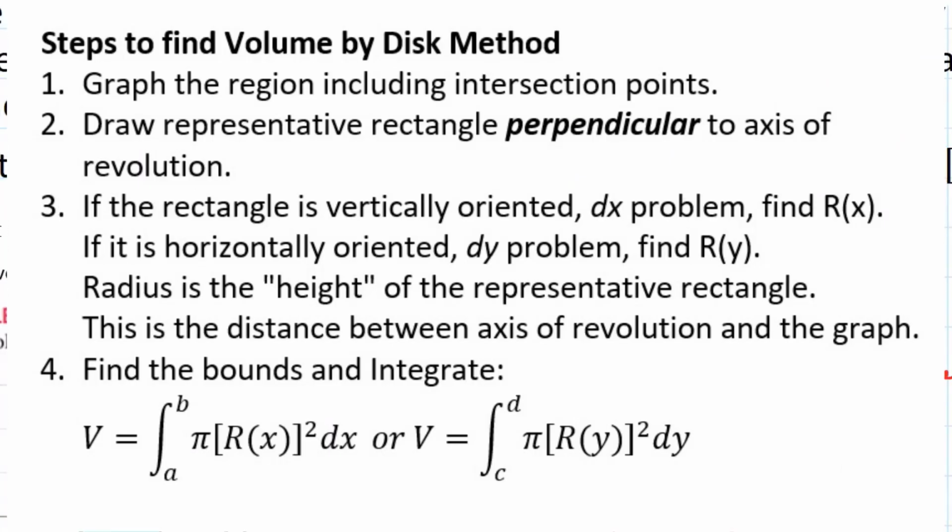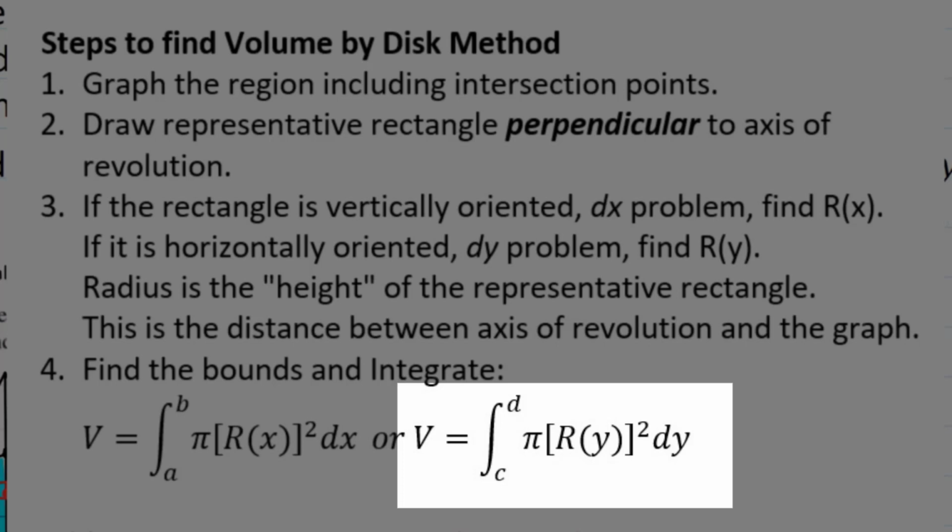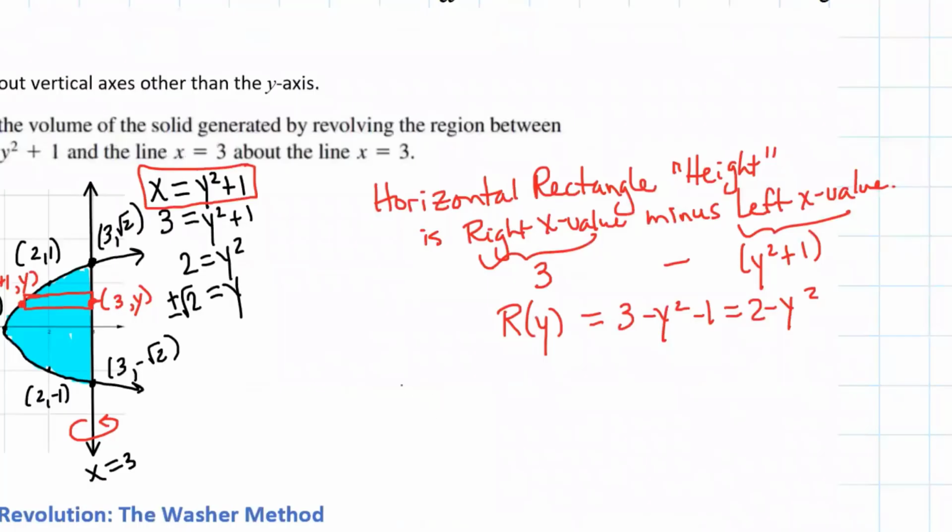Now we're going on to step 4. Find the bounds and plug into the integral. Since we have an r of y problem, we're integrating with respect to y. So we are going to say volume equals the integral, this is going to be a dy. It's going to have a pi. You can put it out front. And now we need to write our r of y squared inside here. So 2 minus y squared, squared.